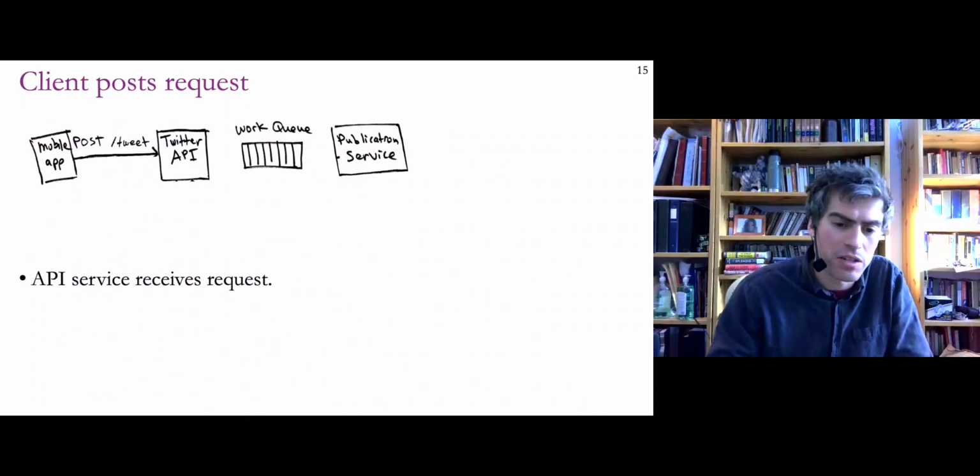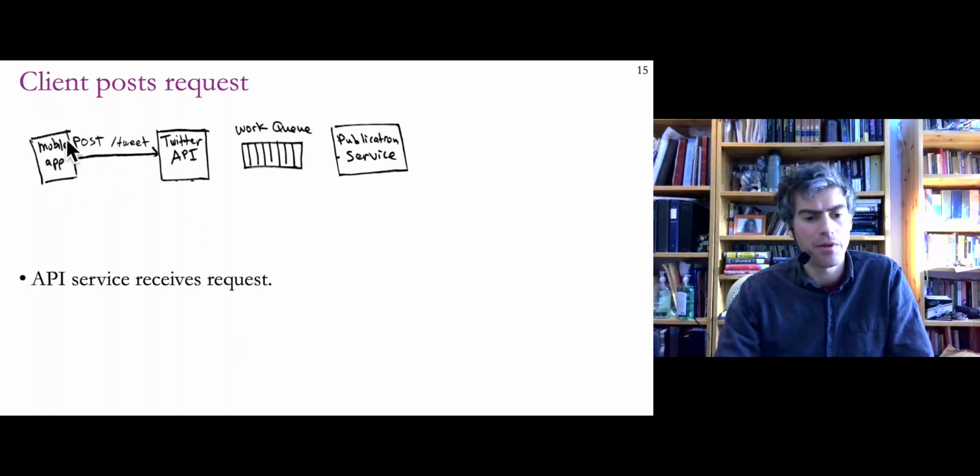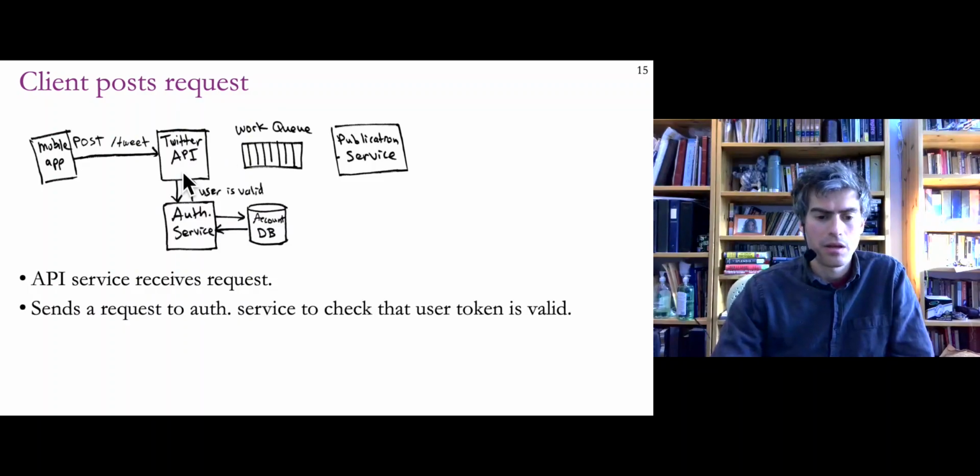All right, so let's see how this queue is used in this very simple example. The first thing that happens is that we have the mobile app that does an API request to create a tweet, right? Post tweet. The API on the backend gets that. As an example, one of the things that might happen is that this API has to check to see whether this request is valid and it should be handled. So there's probably some kind of authentication token that's included in this request.